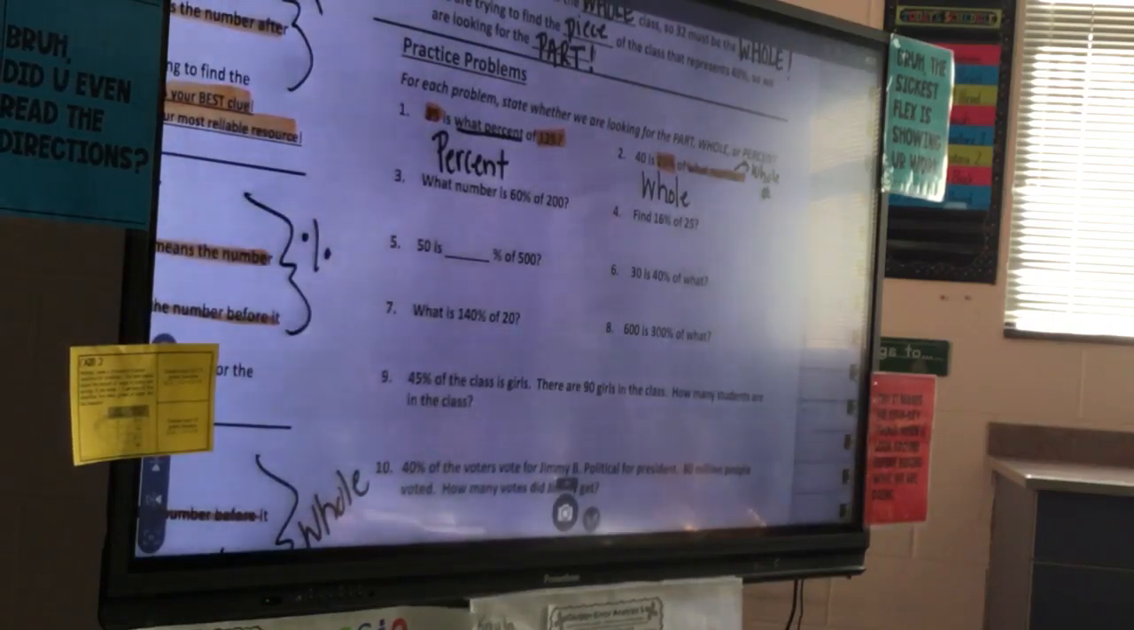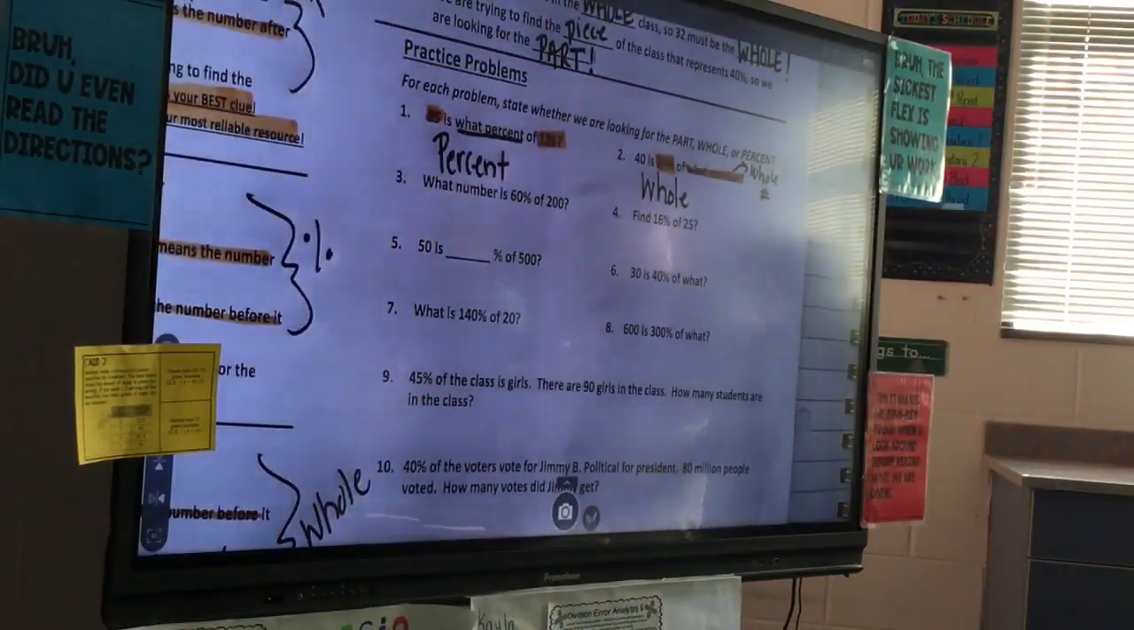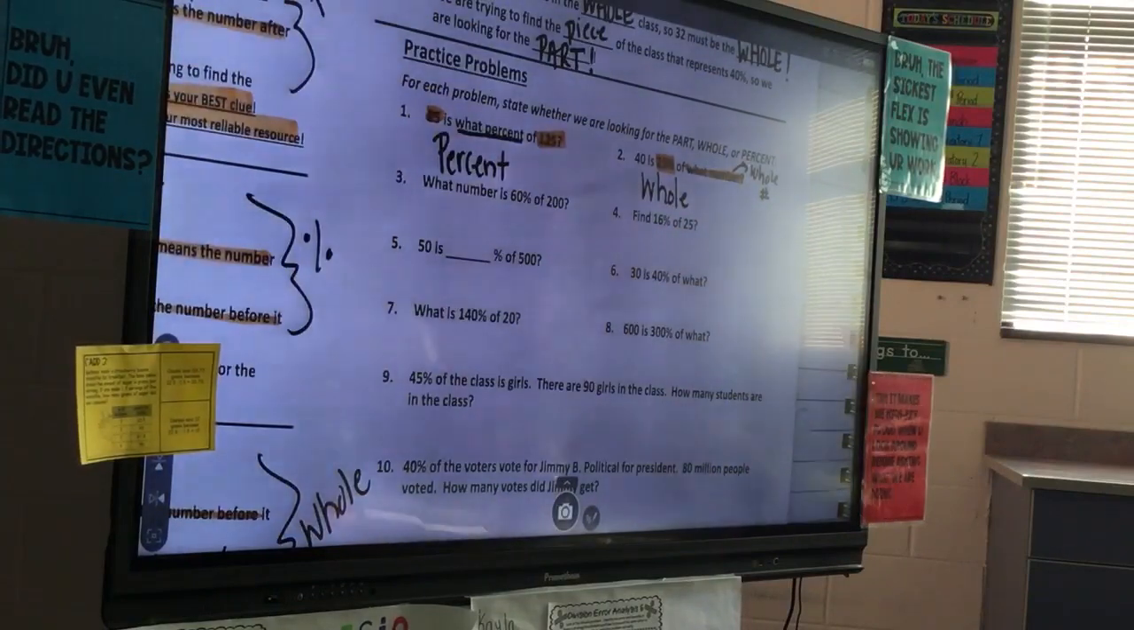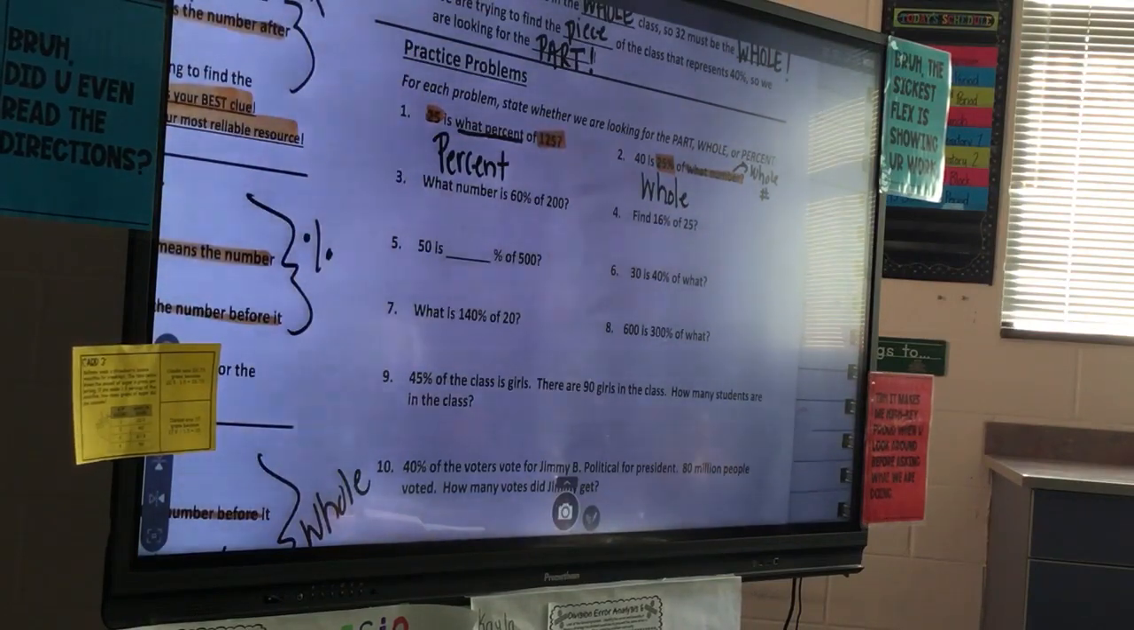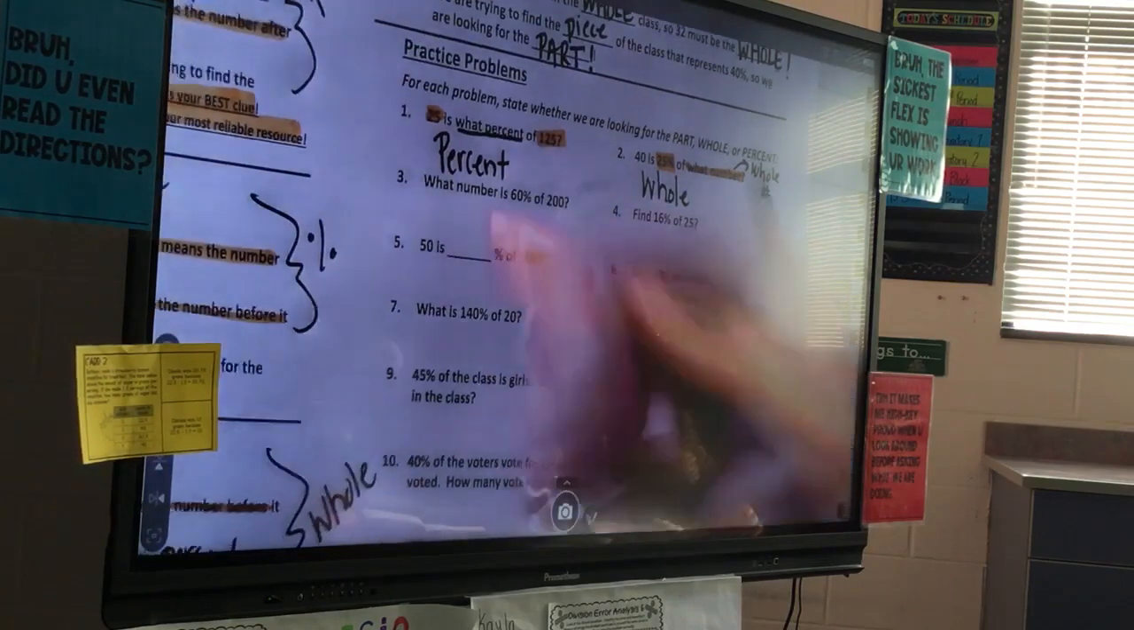Number three, what number is 60% of 200? Alright, stand up if you picked part. Okay, have a seat. Stand up if you picked whole. Okay, stand up if you picked percent. Alright, so at least we got that. Nobody picked percent. Why did nobody pick percent? PK? Because there is a percent sign right here.